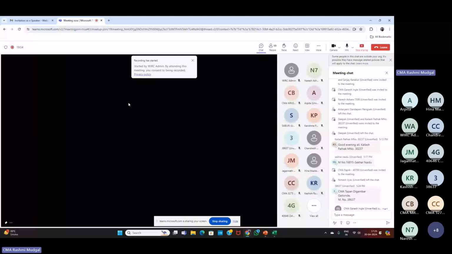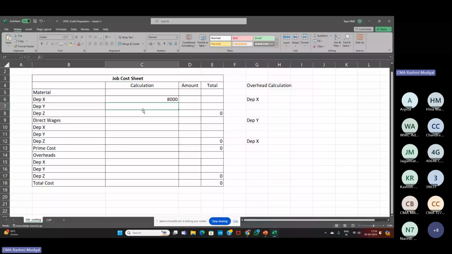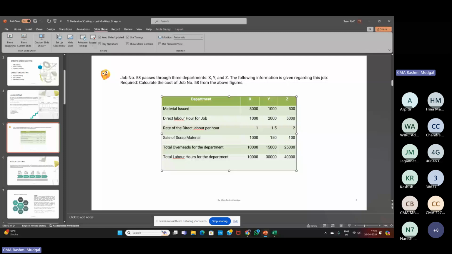Okay, can anyone participate with a query so that it will be great to understand, because 8,000 was firstly my total cost of raw material, but I have already sold scrap value of 1,000. So we can see here that I have material issued for 8,000, but I have sold 1,000. So this means the job.